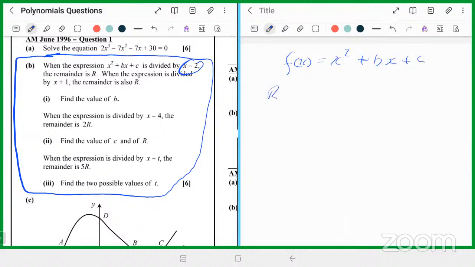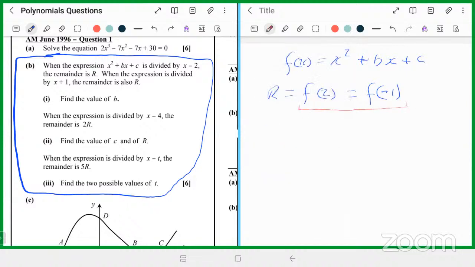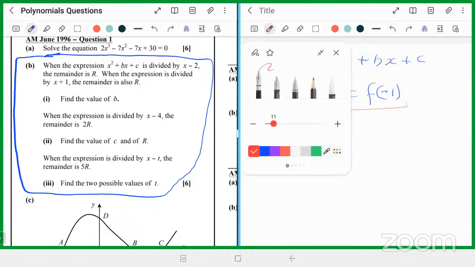It means that the remainder is equal to f of 2. When divided by x plus 1, the remainder is also r. So the same remainder is equal to f of negative 1. These two parts can be worked out and give us an equation. So I'm going to put these two parts together for now. I'm not worried about the r yet. F of 2 equals f of negative 1. Simple. What is f of 2? Plug 2 in here and here.